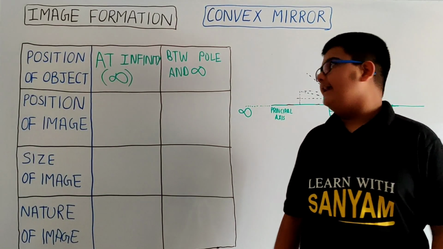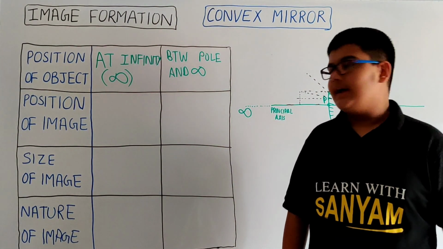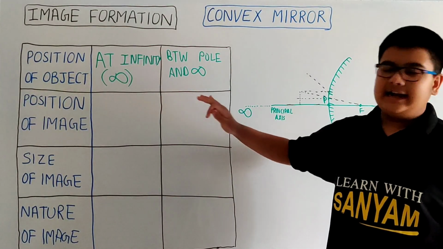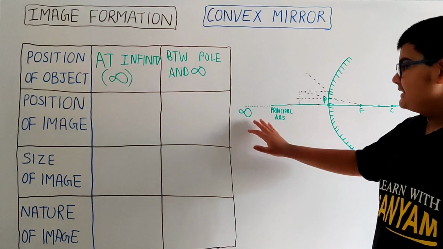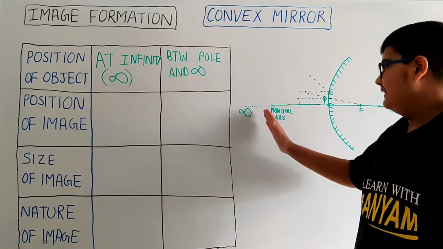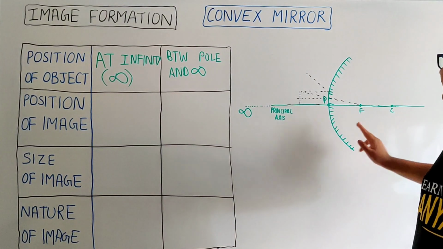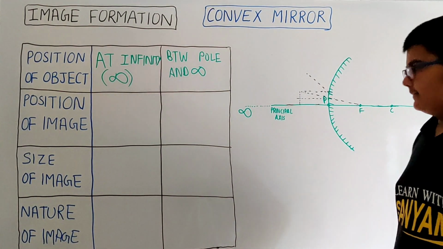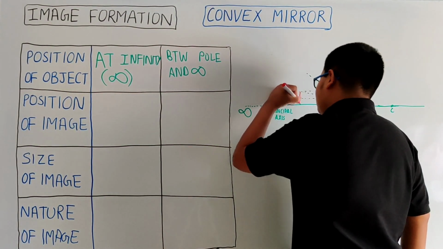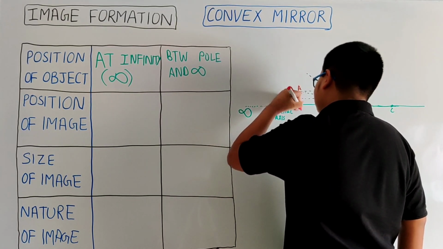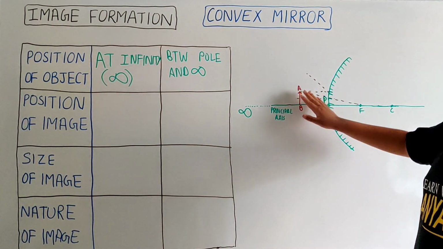Now let's understand image formation by convex mirrors after learning all the rules to draw the ray diagrams. The first case we will take is that the object is between the pole and infinity. Here this point I have taken as infinity, and I have represented it using a dotted line. This green line is our principal axis. Here are our pole, focus and center of curvature behind the mirror. Now let's draw the object. The object is between the pole and infinity, so I have taken the object to be at this point.